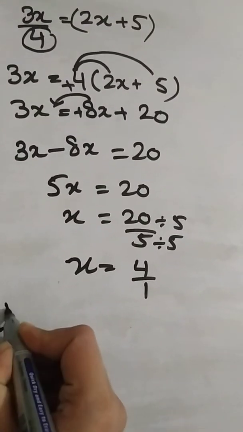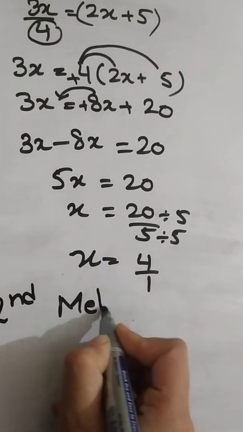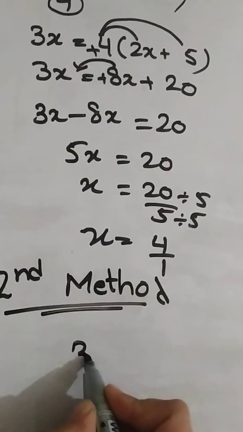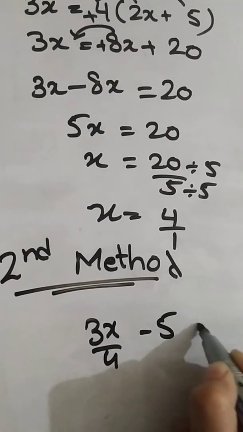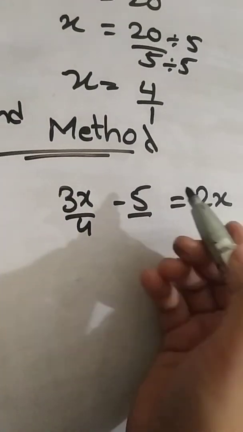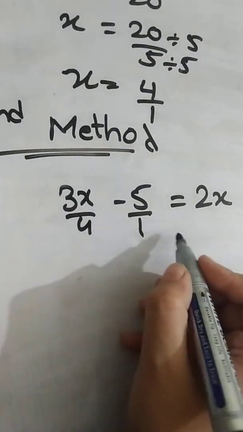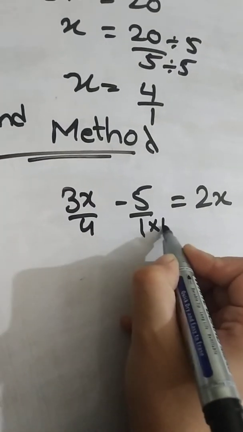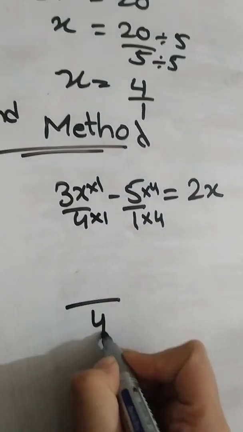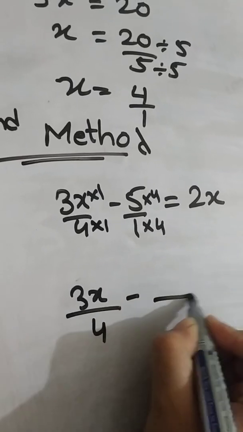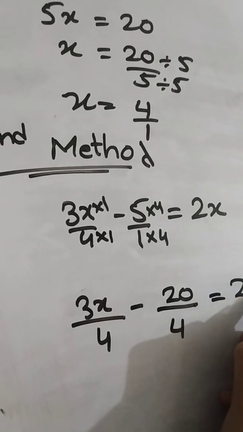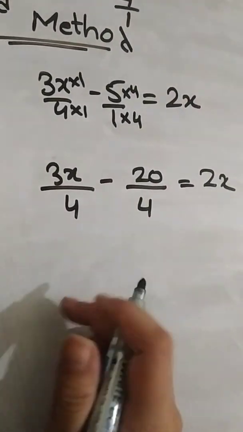There is another, second method to solve this question. First take the LCM on this side, as this is the question. Here the denominator is not given. When the denominator is not given, we take it as 1. So for taking the LCM, 4 and 1, multiply this side with 4 and this side with 1. 4 times (3x - 5): 4 ones are 4, 5 fours are 20, is equal to 2x. Now the denominators are the same. Write the denominator once.